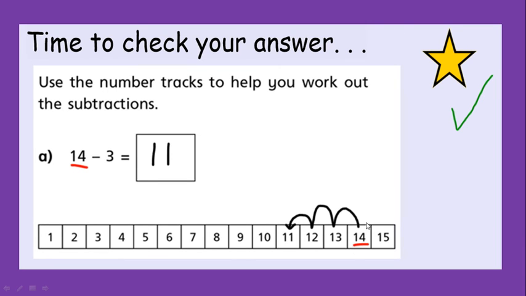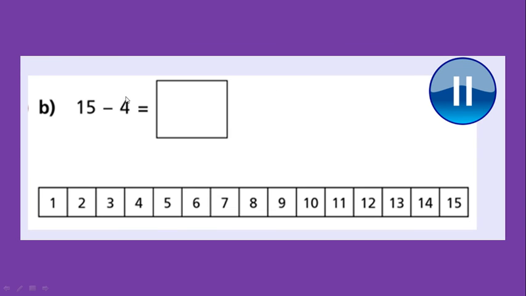So 14, there it is, and I've taken away 3, taken away 1, taken away 2, taken away 3, and it's landed me on 11. So the answer should read 11. Well done if you got that question right. The next one says 15 take away 4 equals what? Or 15 subtract 4 equals what?